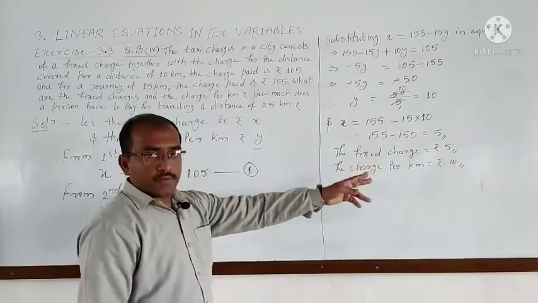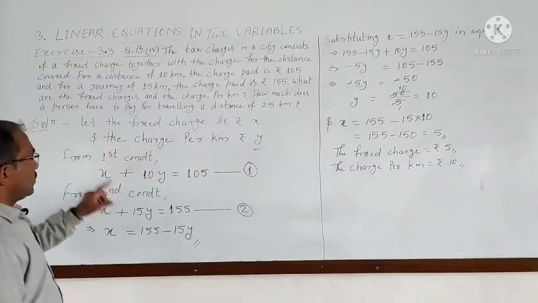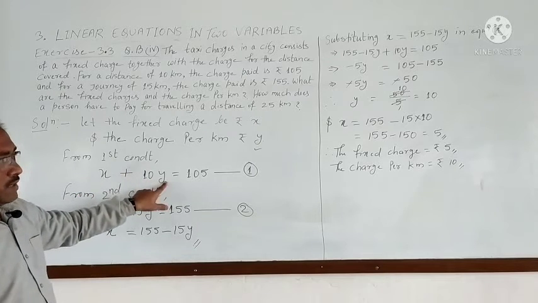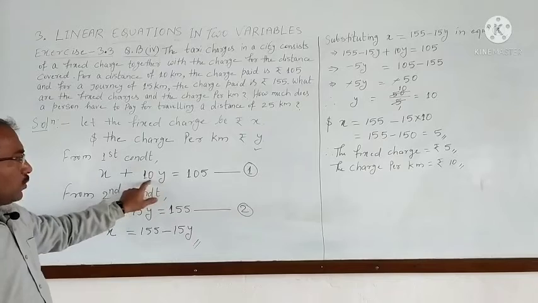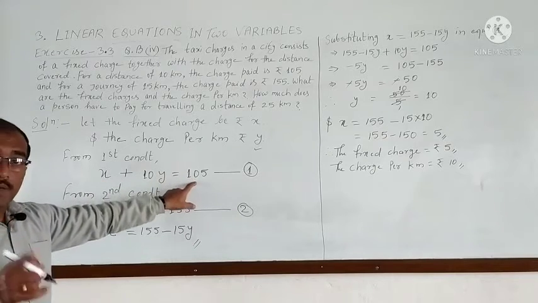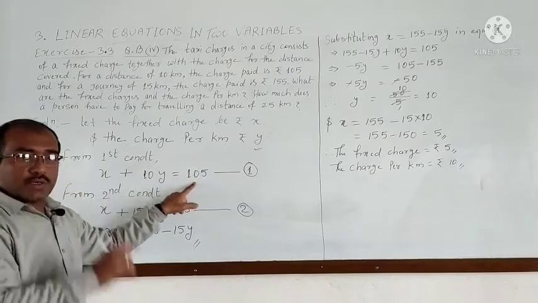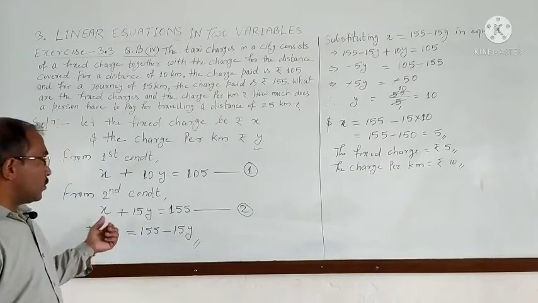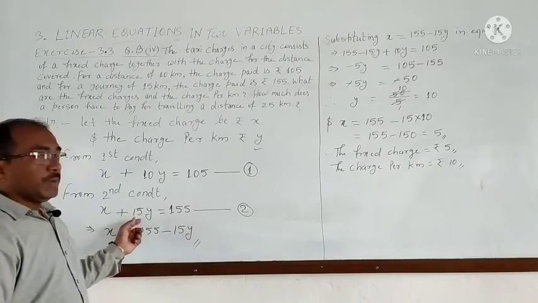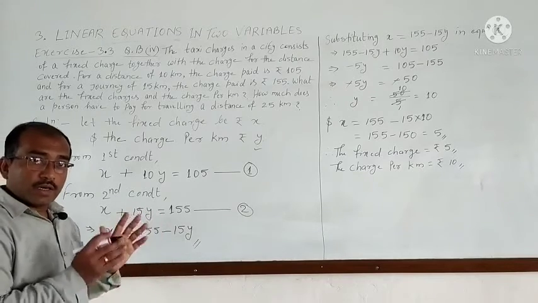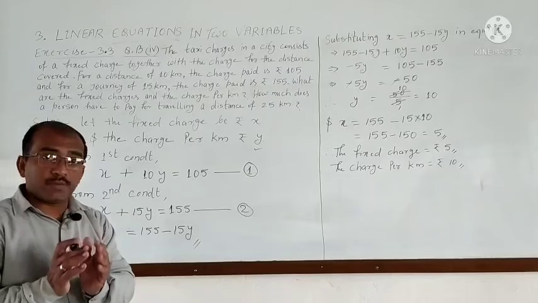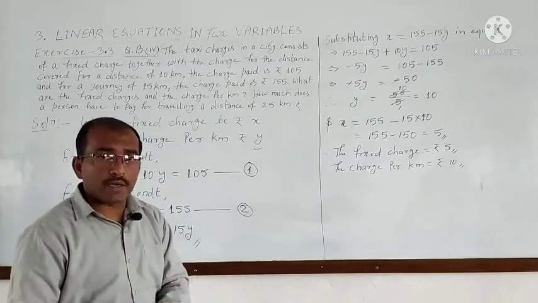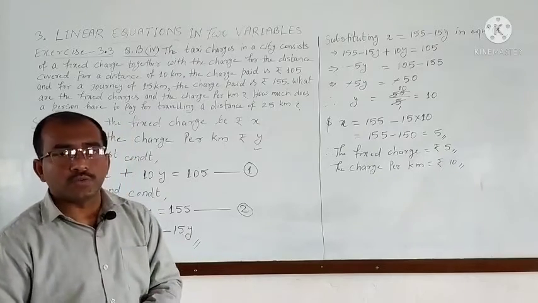And you can verify your solution also. Fixed charge is 5. So let us see equation 1. 5 plus 10y rupees, 10 rupees per kilometer. So 10 into 10, 100 plus 5. He paid 105 rupees when that person went 10 kilometers. Then another person had gone for 15 kilometers. So the fixed charge is sure to be paid, 5 rupees, and then 15 into 10, 150 plus 5. Another person paid 155 rupees. That means we are correct. We can verify our solution of the linear equation in two variables.